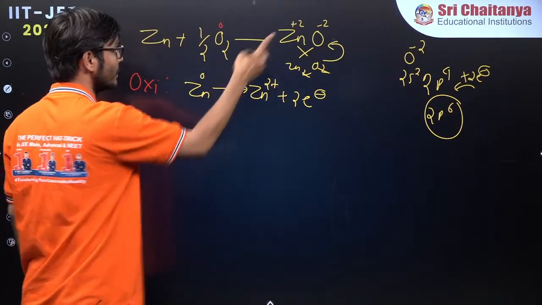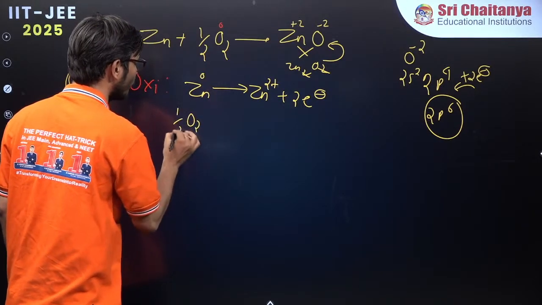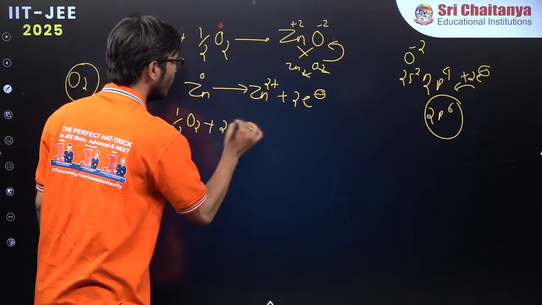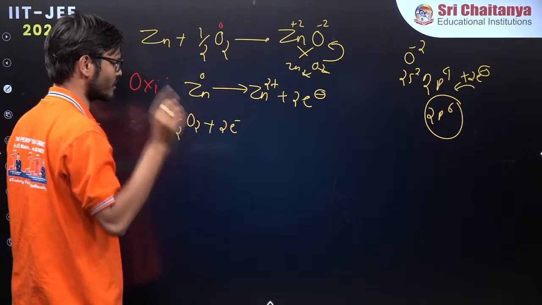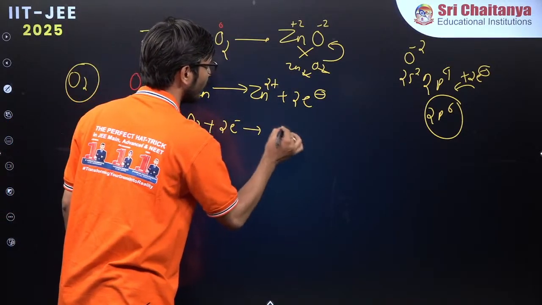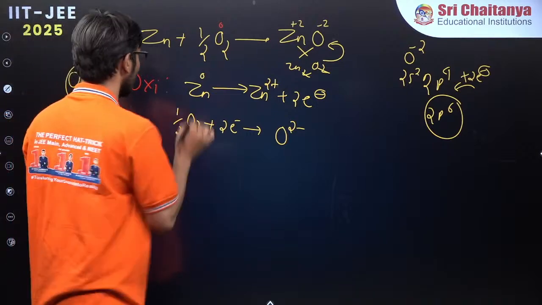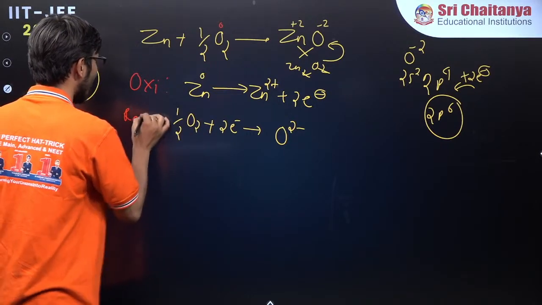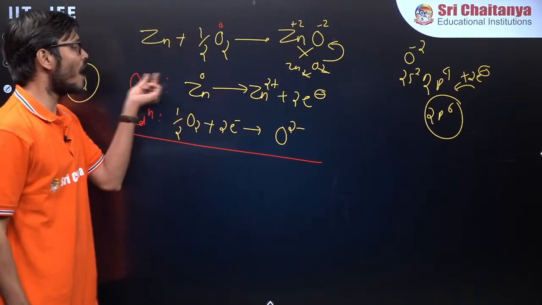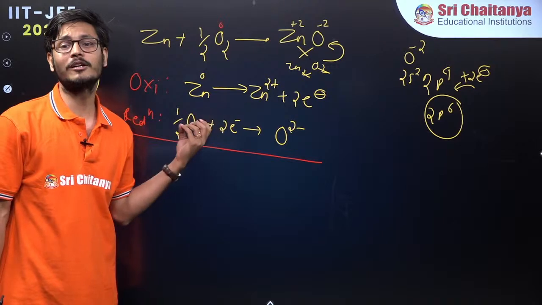You look at the reduction. So what is reduction? Half mole of oxygen gains how many electrons? 2 electrons. Half mole means a single oxygen. It gains 2 electrons, and from 0 oxidation number, it becomes O-2. So this reaction is reduction and this is oxidation. So what is oxidation? Oxidation is loss of electrons. What is reduction? Gain of electrons.